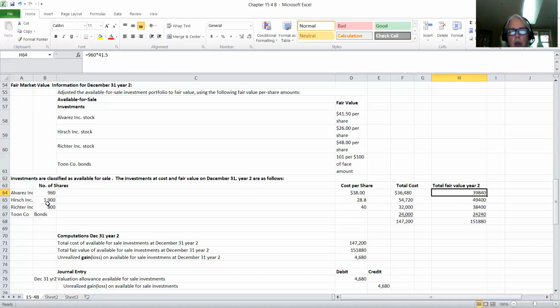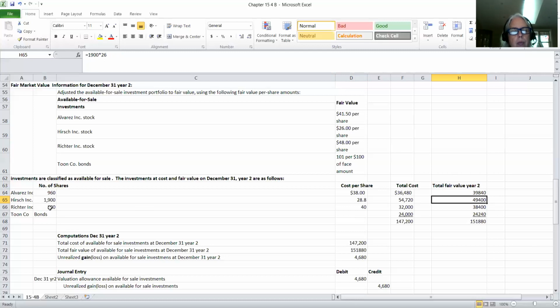We had some Hirsch Company stock. We had 1,900 shares. 1,900 shares times $28.80 will give you the total cost. Then we're going to take 1,900 shares and multiply it by $26 per share, and that will give us the fair value of the Hirsch stock.